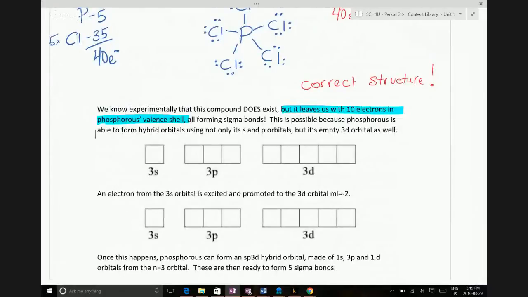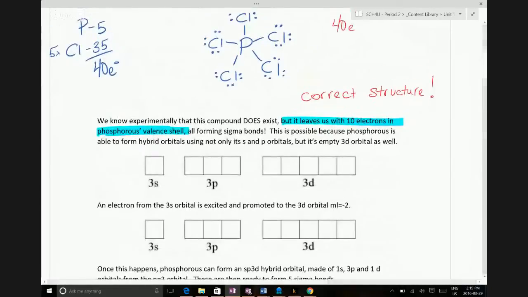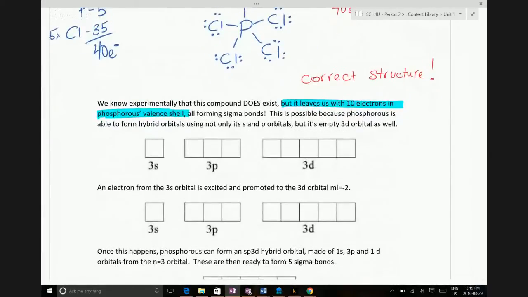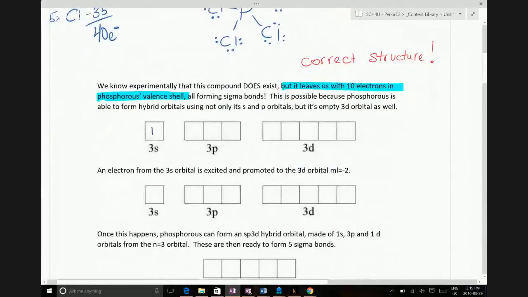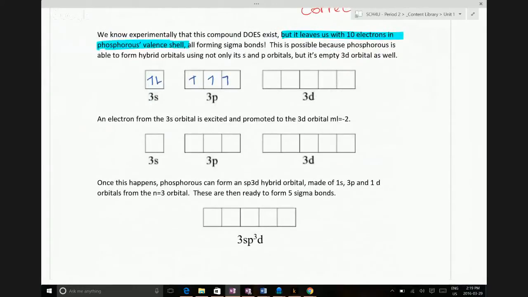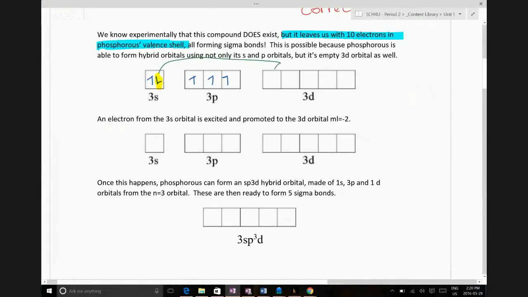But this is only possible because phosphorus is able to form hybrid orbitals using not only its s and p orbitals, but its empty 3d orbital as well. In its ground state, keep in mind that phosphorus is supposed to have 5 electrons in its outer shell. So that'd be 1, 2, 3, 4, 5. And we would normally expect this to make sp3 hybrid orbitals. But what happens is that this electron here is actually going to get promoted to the empty 3d shell.